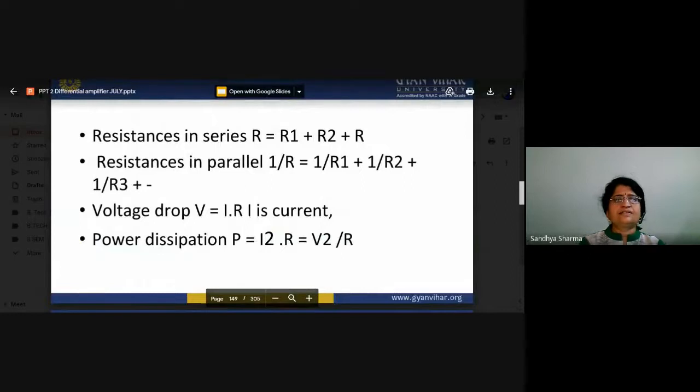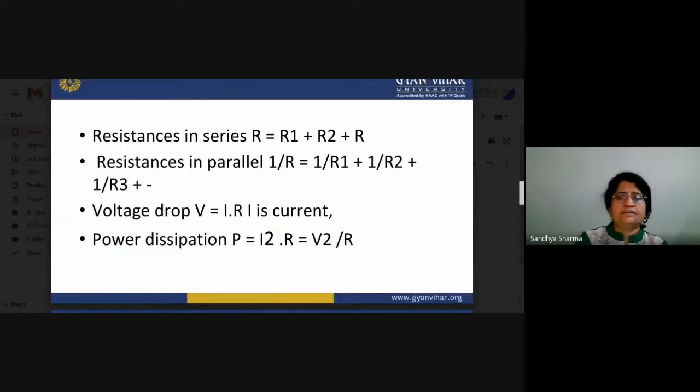So resistances in series: if you have to connect your resistances in series, all resistors must be in additive form, so R1 plus R2 plus R3. If our resistances are connected in parallel, then 1 by R is equal to 1 by R1 plus 1 by R2. So that is the parallel format. And the voltage drop V is I dot R.